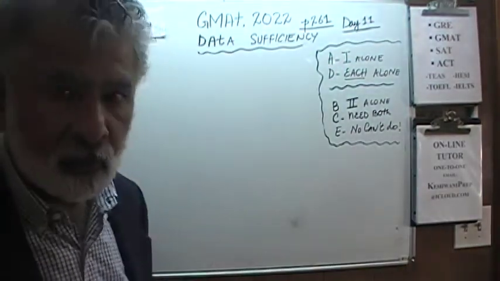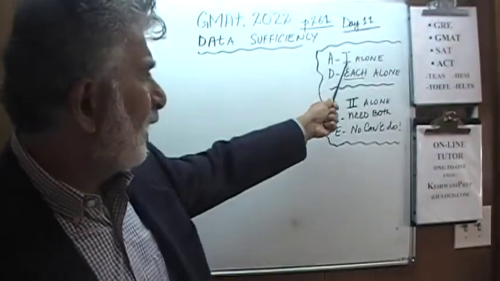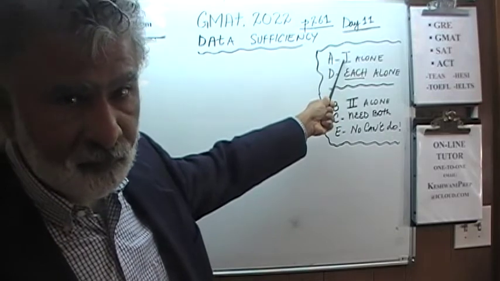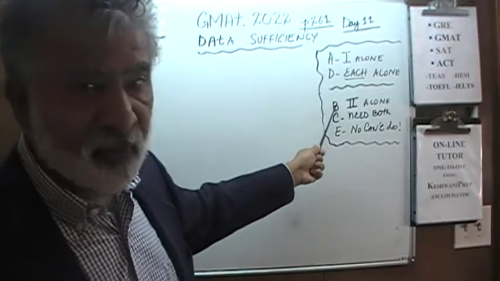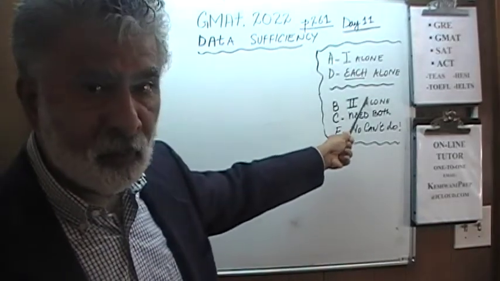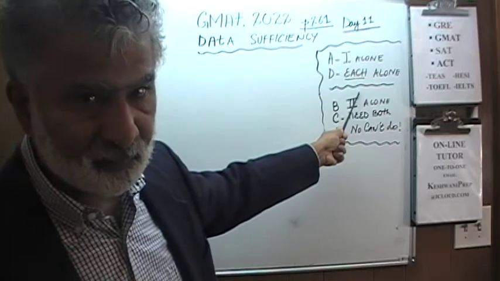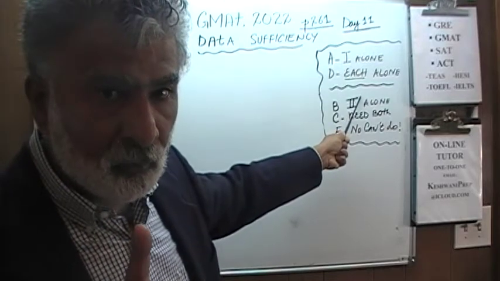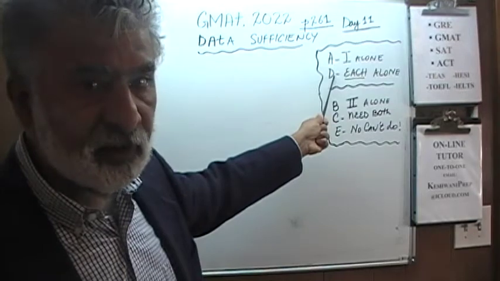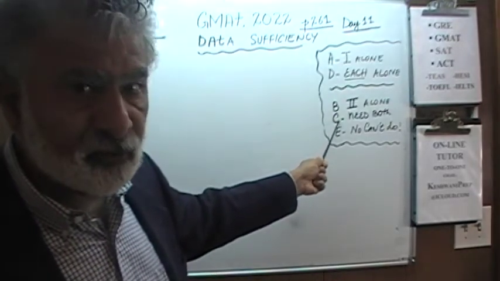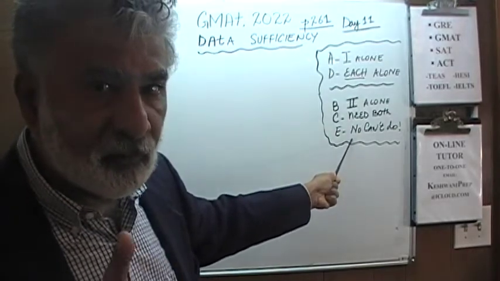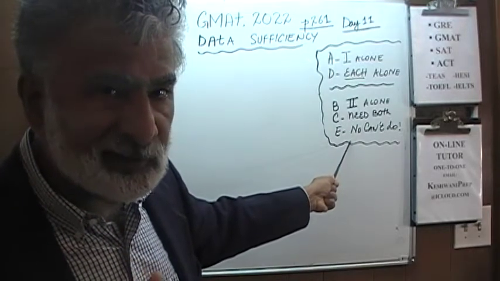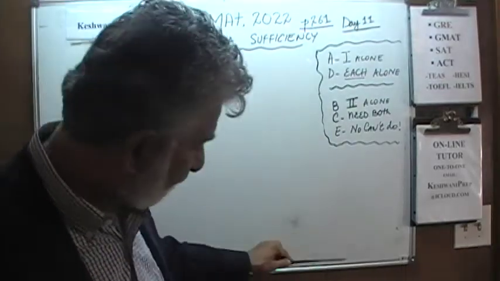Before we begin, let's quickly go through all of the answer choices, what they mean. Answer choice A means statement 1 by itself is enough, but statement 2 by itself is not enough. That's important to understand. Answer choice B means that statement number 2 alone is enough, but statement 1 by itself is not enough. Because if each of the statements alone were enough by themselves, the answer is D. If we need information from both statement 1 and 2, then the answer is C, we need both. And even after putting the information from statement 1 and statement 2 together, if we still cannot answer it, the answer is E. Let's begin.